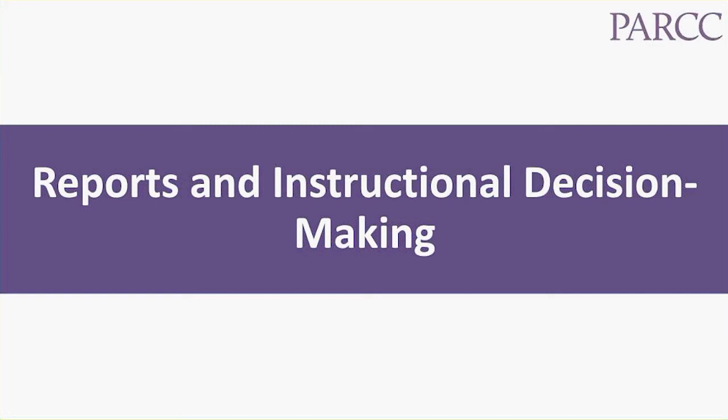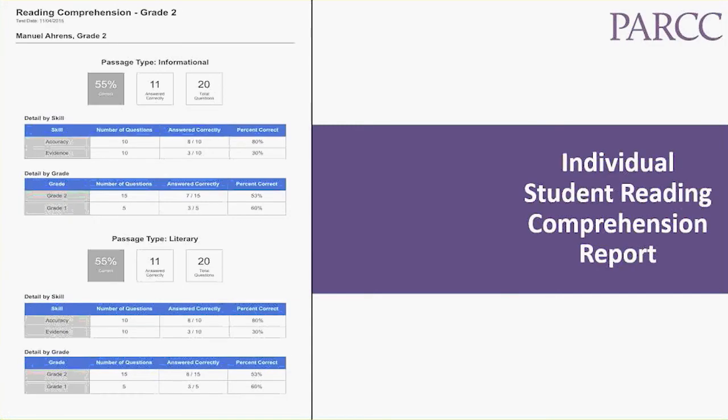So let's take a look first at some of the English language arts reports. The first report that we're going to look at is the report for individual student reading comprehension. As I noted when we discussed the design of the assessment itself, students can focus in on either informational text or literary text. We get the same kind of information back. So what you're seeing on the screen is actually a report that shows how a student did on 2 different assessments, one informational and one literary.